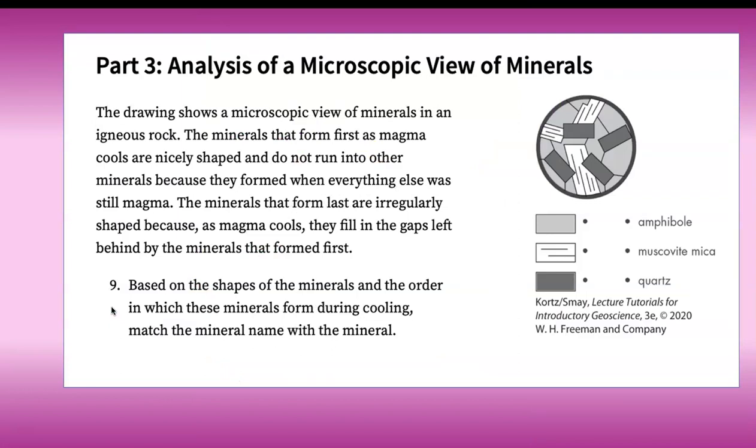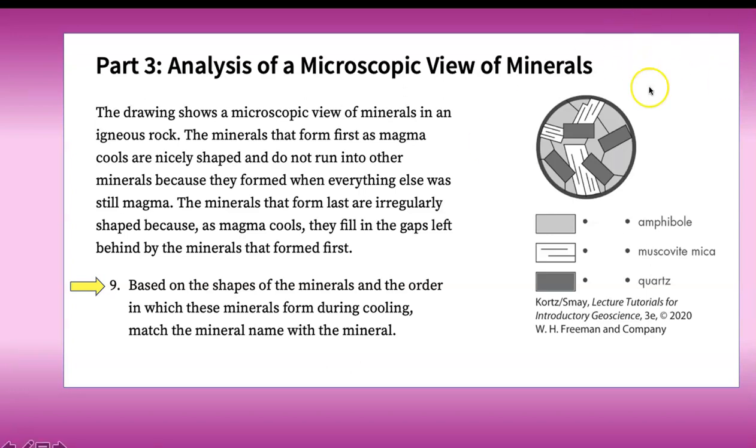Finally, we're going to look at this little microscopic view of minerals. And the minerals that form first in a magma as it cools tend to have a nice shape because they're not bumping into anything else. They're growing inside liquid magma, they have lots of space. As more and more minerals grow, they bump into those earlier formed minerals, and they might not be as shaped as nicely as those first ones. So based on the shapes of the minerals in this picture, figure out the order in which they cooled and then match the name with the mineral.